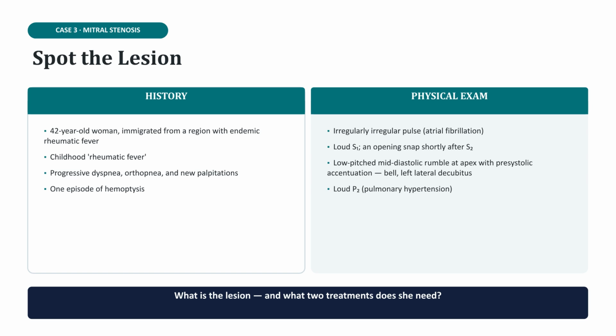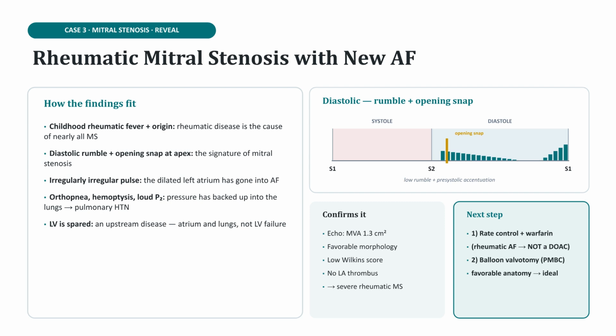Here is a classic presentation. A young woman from an endemic region with progressive dyspnea and atrial fibrillation. The physical exam confirms the diagnosis with a loud S1, an opening snap, and a characteristic apical rumble. Management requires rate control for the atrial fibrillation, anticoagulation with warfarin, and mechanical relief of the stenosis. Balloon valvotomy is ideal if the valve morphology is favorable and there is no thrombus.